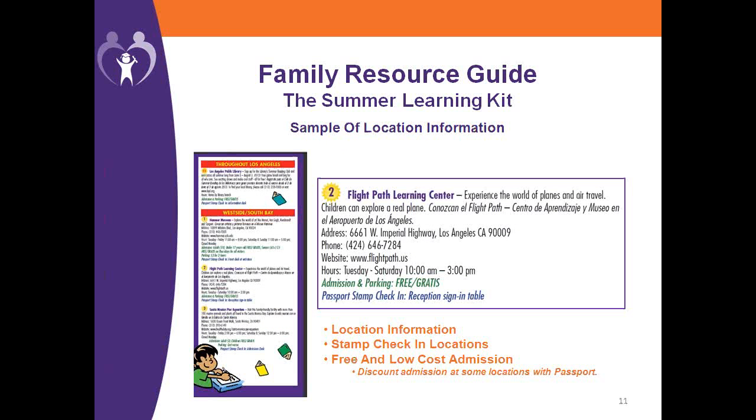So let's take a look at a snapshot of this Family Resource Guide. To your left, you'll see just an example of listings of locations by geography. In this example, we see a few listings in the West Side, South Bay area. I also wanted to draw your attention to some detailed information we provide about the different locations. If you look at the Flight Path Learning Center, you can see that's listed as number 2, and it's listed in the sun. You'll see that there's a short description of the Flight Path Learning Center in both English and in Spanish.